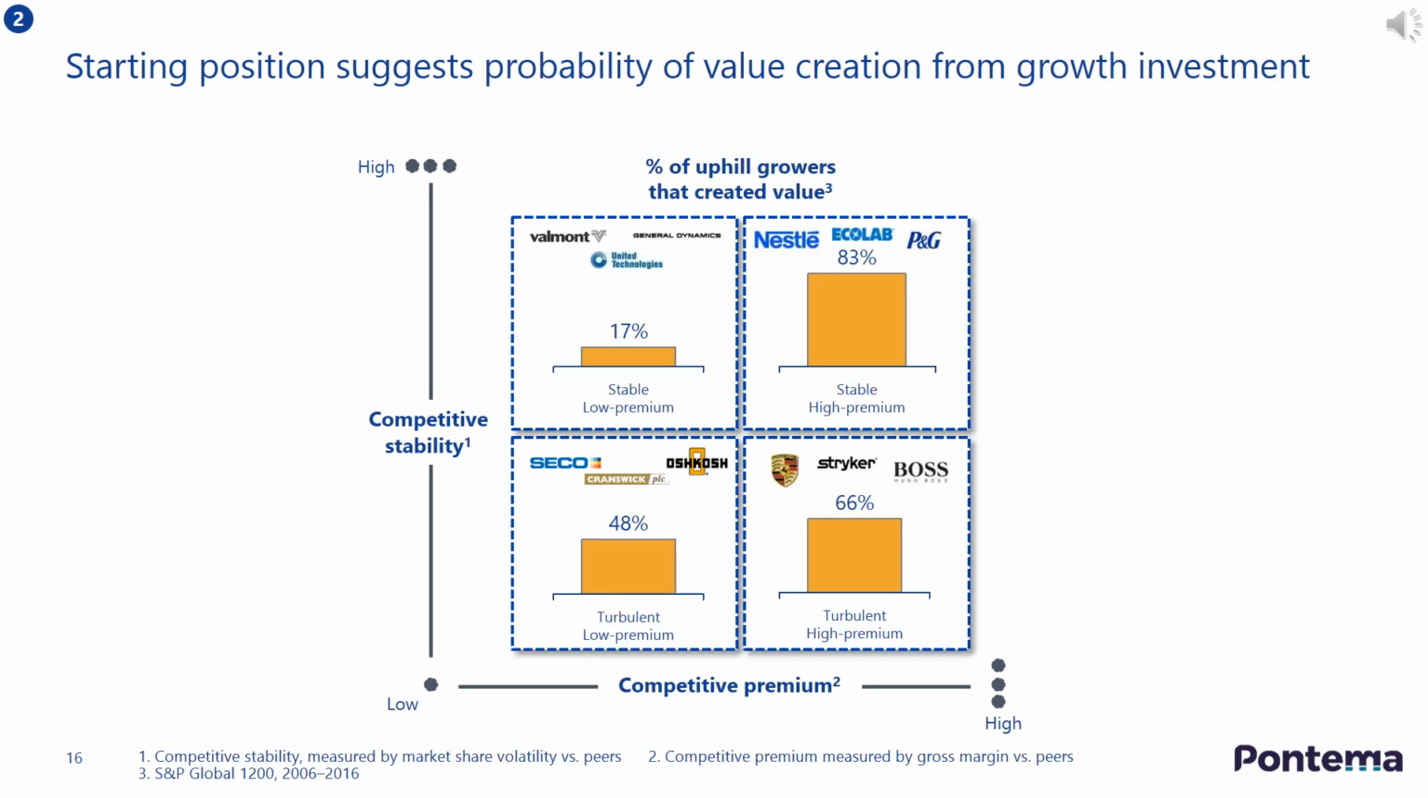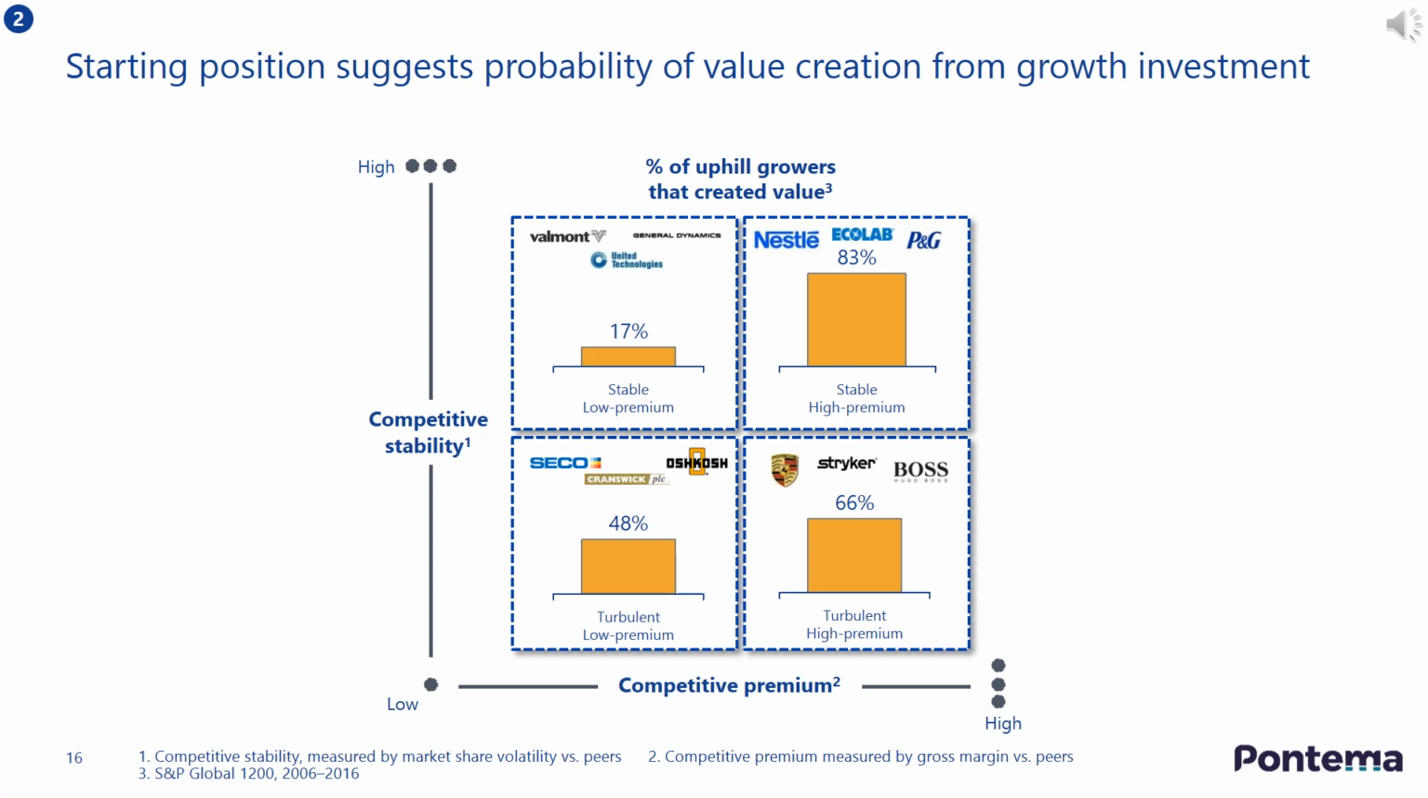By adding the probability of value-creating growth for each quadrant, you can see the importance of an organization's starting position measured in terms of competitive stability and competitive premium. In the top right quadrant, organizations command a competitive premium in a stable game. Of these organizations, our research suggests 83% created value through their investments in growth. Their advantage is insulated by entry barriers, relationships, loyal customers.